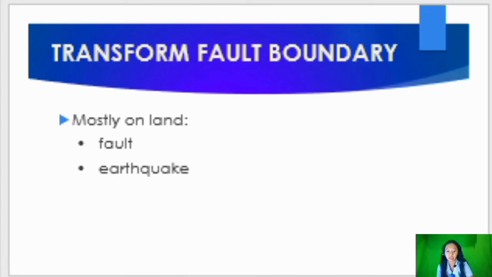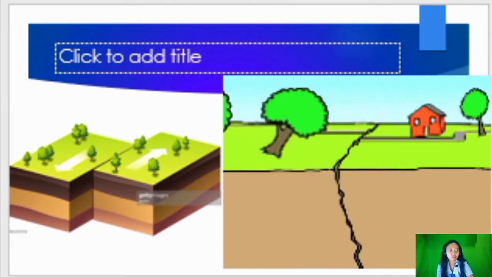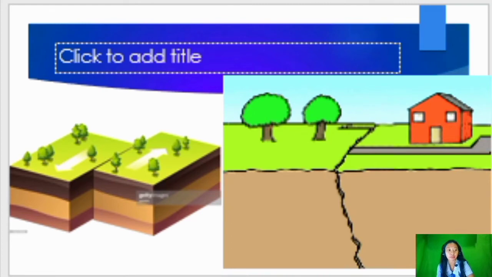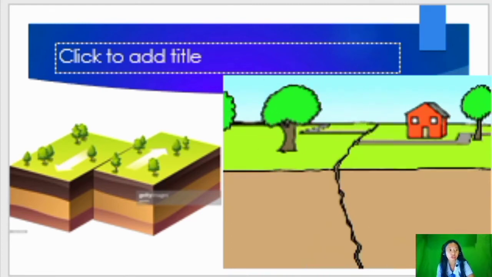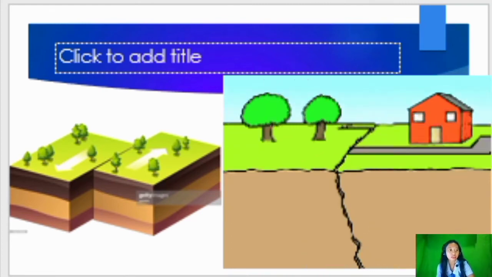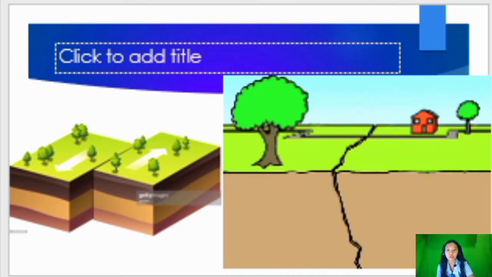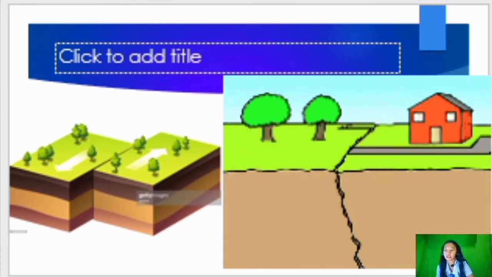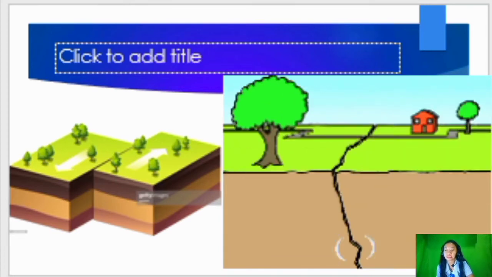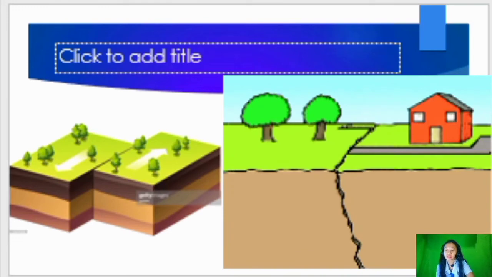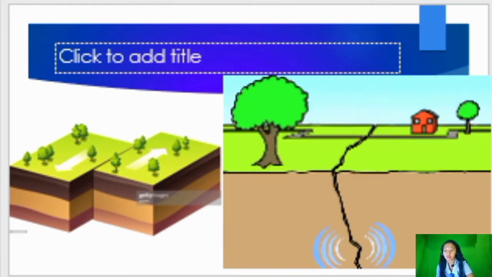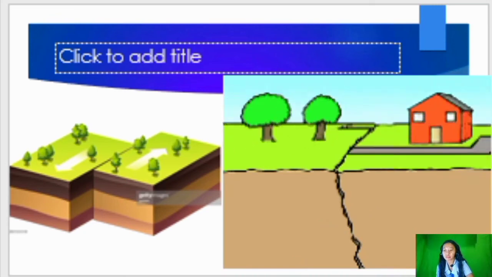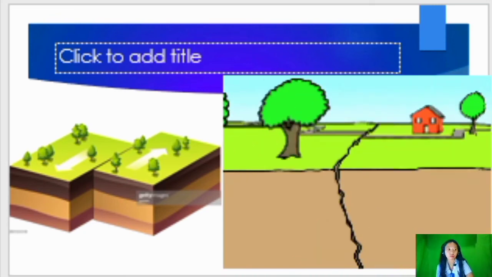So I have a picture here. So transform fault boundary is characterized by plates moving horizontally against each other, producing a crack called fault underground. So as we can see in the picture, we already know that transform fault boundary is the sliding of the two plates towards each other. So as they slide, a crack forms at the center, which is called fault.